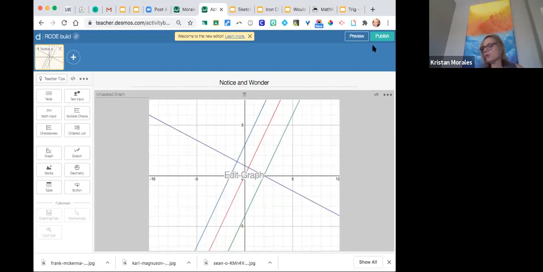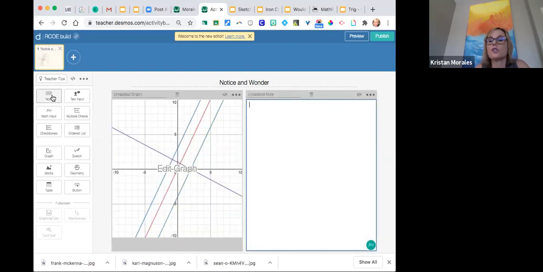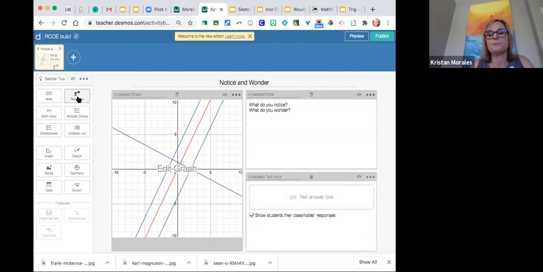Now I want to add a note. The note section is where you're going to give students instruction. So you're always going to have a note there. And my note is, what do you notice? What do you wonder? I'm going to ask that first. Right? So now I have the graph, the note, and then I need to give a place for students to have their input. I can have math input where I ask them to input a math equation, or I can have text input. And since this one, I just want them to write about it, I'm going to do a text input. And this is going to give students a place to type their response.